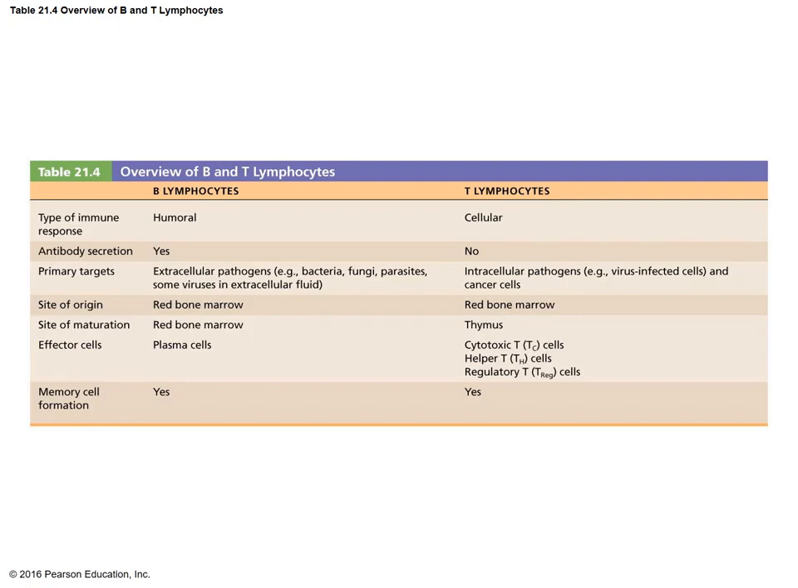To very generally summarize the B cells versus T cells, this table is showing what type of immune response they have. They compare whether they're producing antibodies, what their primary targets are, where they mature, etc. So it's just a quick summary of these.